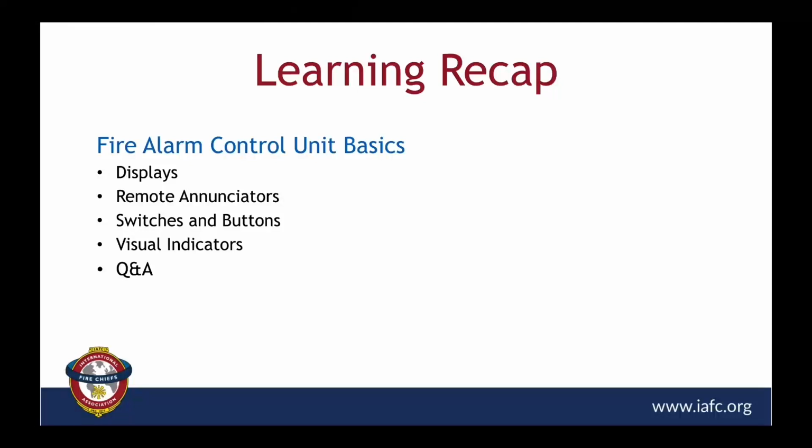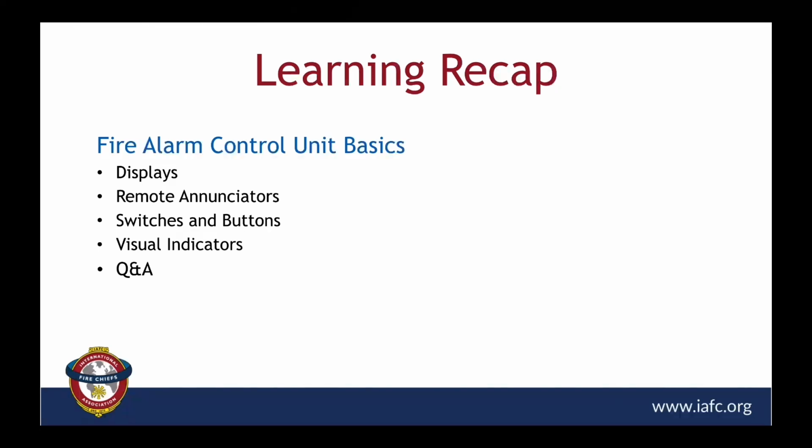All right, so hopefully we covered a lot on the fire alarm control unit basics for you today, and we spent a bunch of time because the display is really that key in telling you what the system's going through. We talked briefly about remote enunciators, so this is when we have maybe a sub panel or a smaller display somewhere beyond where the main traditional panel is. And we really tried to review what all the switches and buttons are doing, as well as the visual indicators.